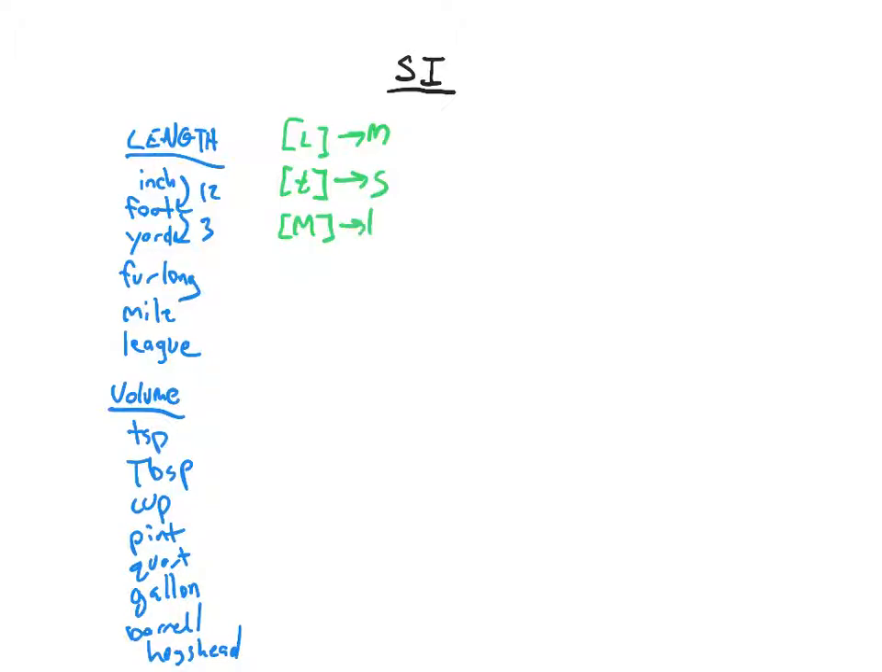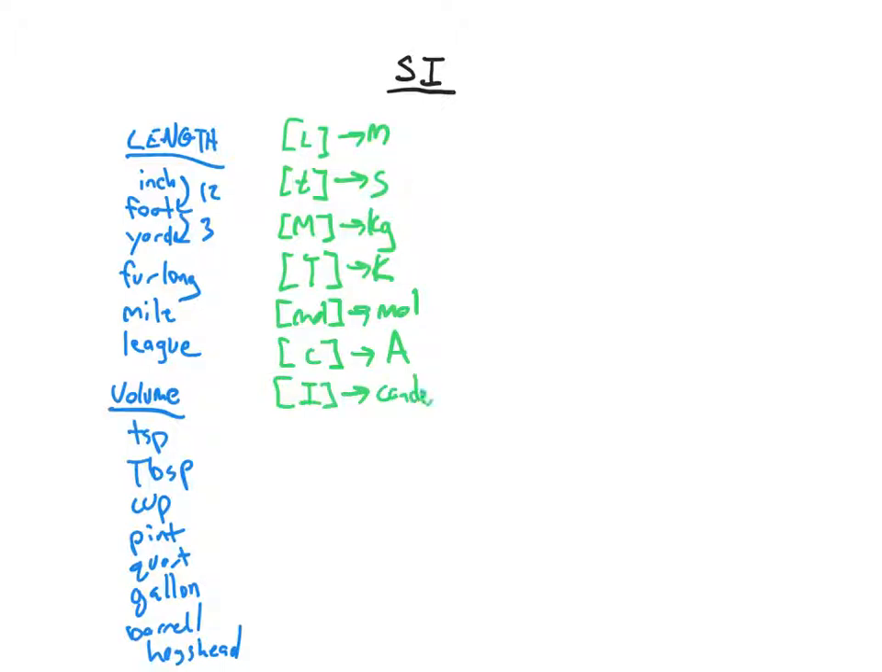Mass is a kilogram. Temperature is Kelvin. The amount of matter in an object is a mole. Current is an amp. Intensity is a candela. And those are essentially the base units. As we'll see in the next video, then we can use those to derive other units. But these are the most basic units that we can measure, right?